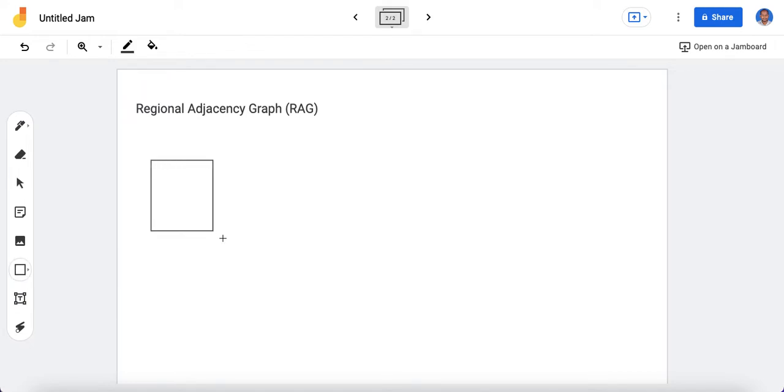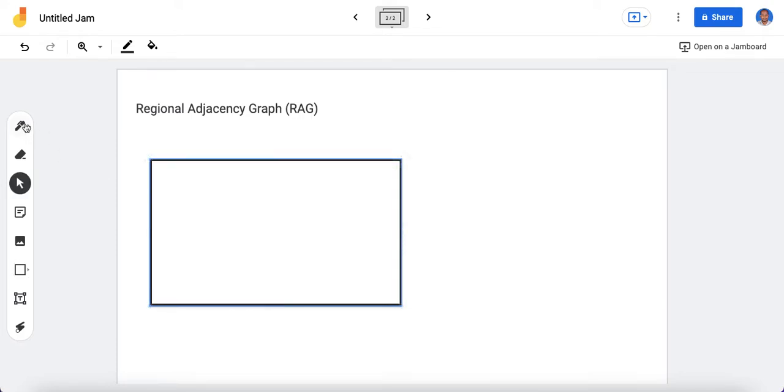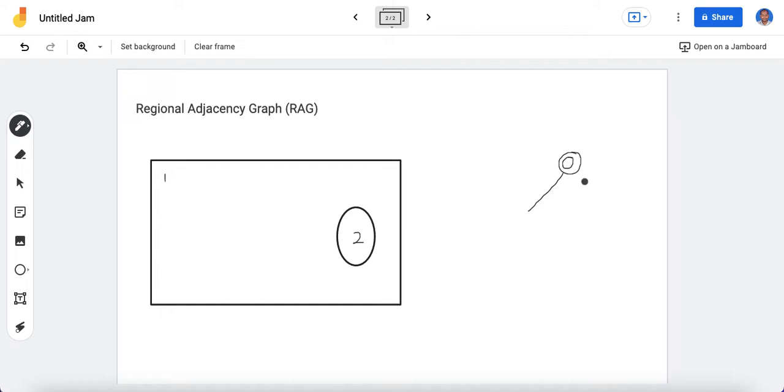Let us consider an image like this. So this is my image. I would like to label the whole image as 0, and this is going to be my first region. And this image has a sub-region, a region like this. Let us understand this. I have two regions in my image that I would like to name 1 and 2.